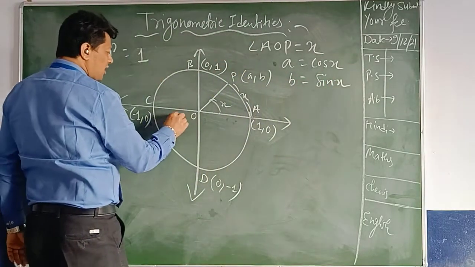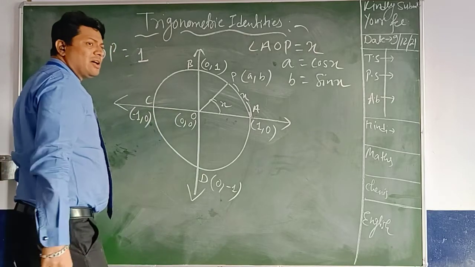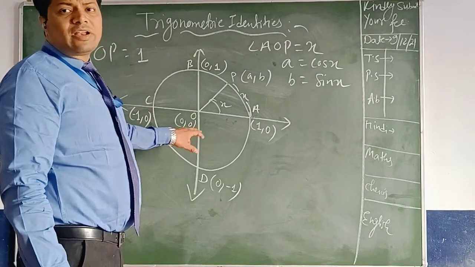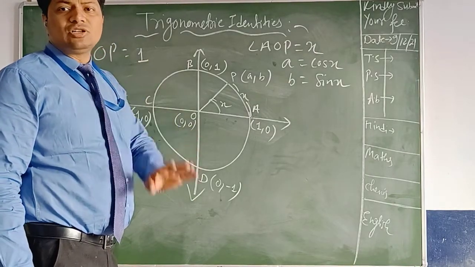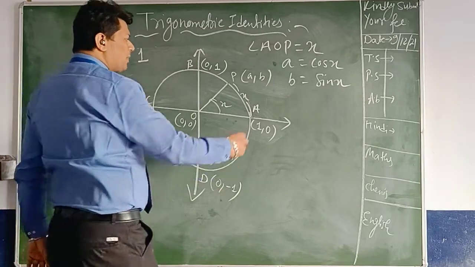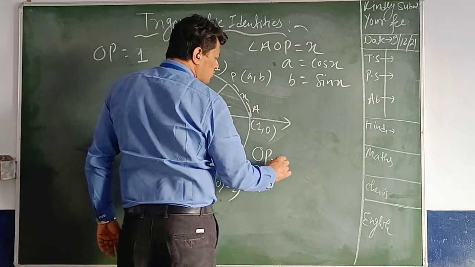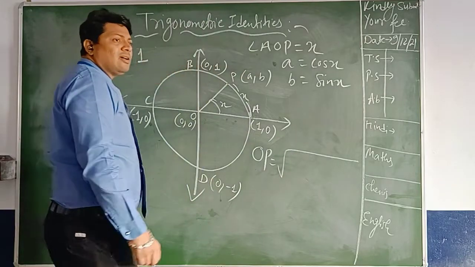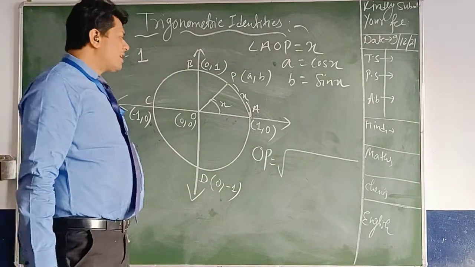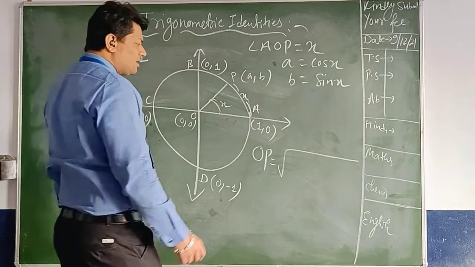Here the coordinates are 0, 0. Is it clear? The coordinates of the origin are always 0, 0. Now if you talk about OP, you can apply the distance formula of coordinate geometry, class 10. If you apply the distance formula, then what will you get?